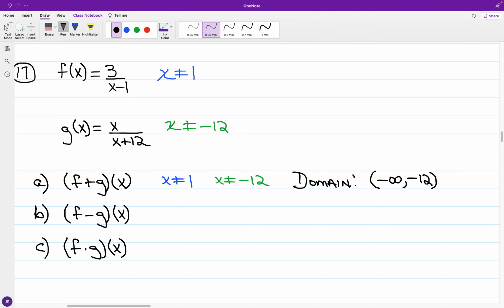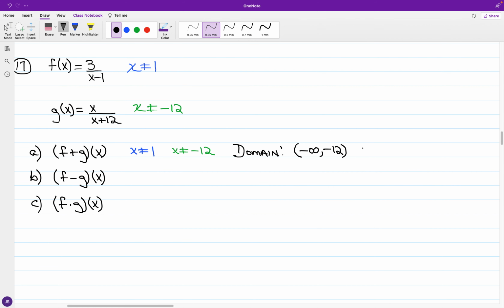Negative 12 is excluded, and we're looking at bypassing negative 12 and approaching the next excluded value, which is going to be 1. Since 1 is the next and only remaining excluded value, for the rest of the domain we have those values of x greater than 1. And that is going to be for all of the sum, difference, and product functions.